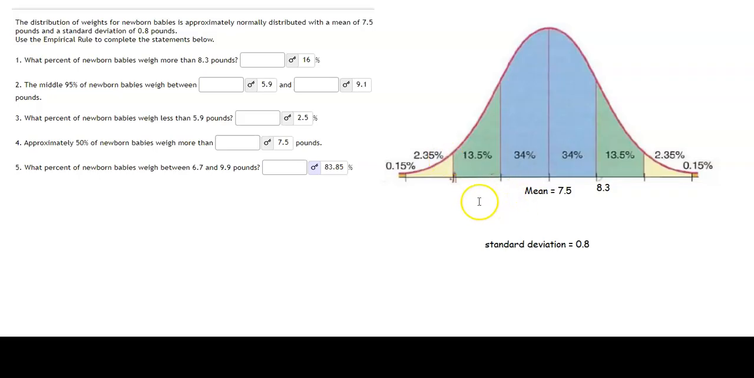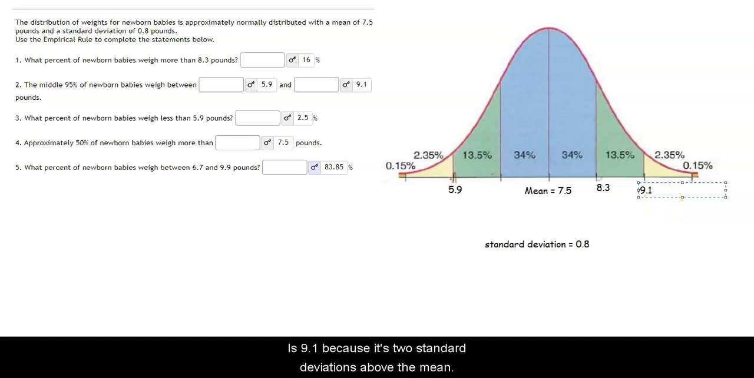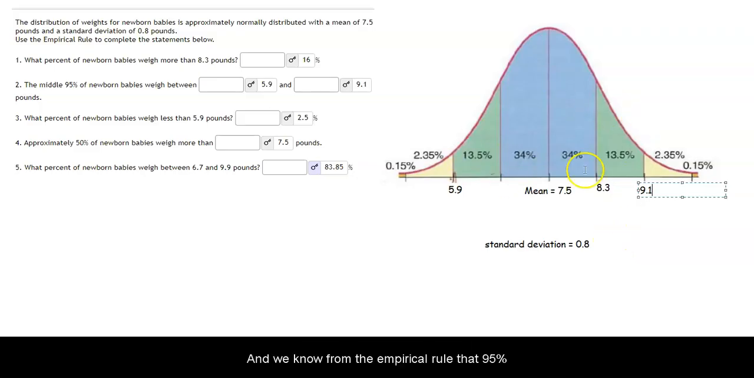So this value here, that's 2 standard deviations below the mean, is 5.9. That's what we get if we subtract 0.8 twice. And this value is 9.1 because it's 2 standard deviations above the mean, which is what we get if we add 0.8 to 7.5 twice. And we know from the empirical rule that 95% of the data lies between these 2 values because they are within 2 standard deviations of the mean.